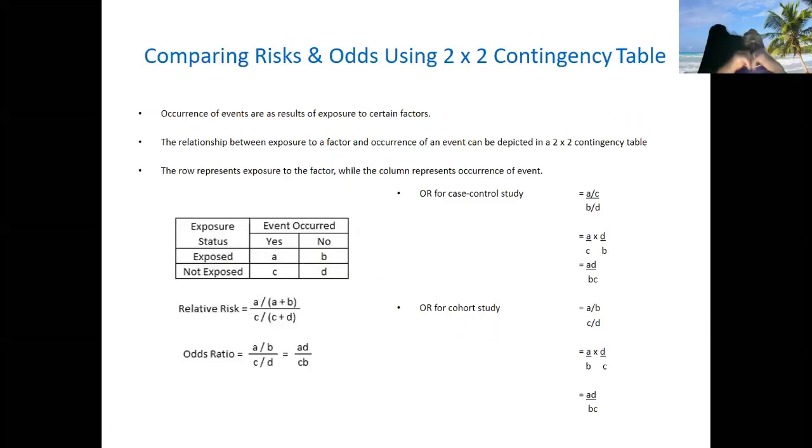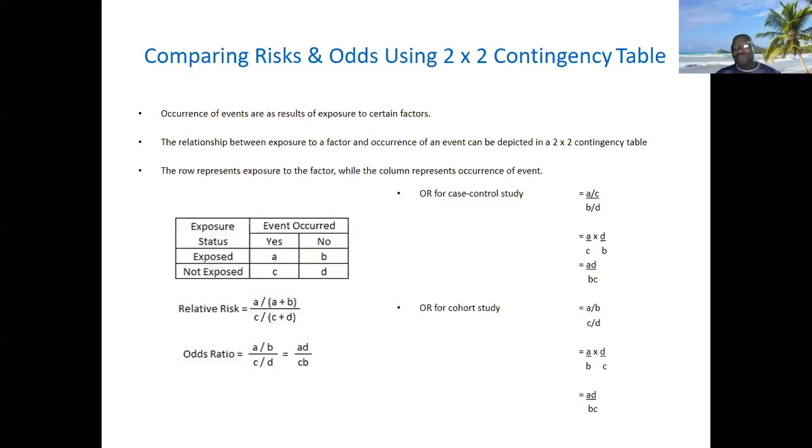Now, comparing risk and odds using 2x2 contingency tables. So we have discussed much now. How do you actually do the calculation? For you to do that, it usually comes in a 2x2 contingency table. And that is why they say epidemiologists see everything from the eyes of a 2x2 contingency table.